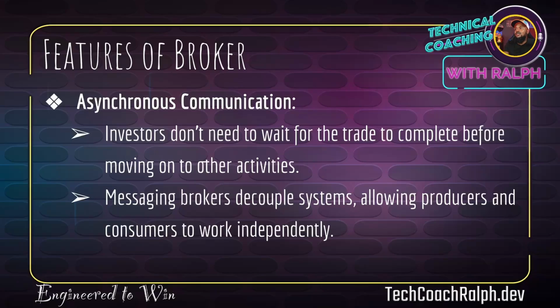So here are some features of the broker, right? It is asynchronous communication. The investor doesn't need to wait for the trade to complete before moving on to other activities, to better things with their life, maybe other trades. The messaging broker decouples systems, allowing producers and consumers to work independently. The same way the investor places their order and moves on with their life, so does the producer: it sends to the messaging broker and then moves on with its life. The consumer waits until something is ready and then it gets delivered to them. So they work independently. They're not dependent upon one another.